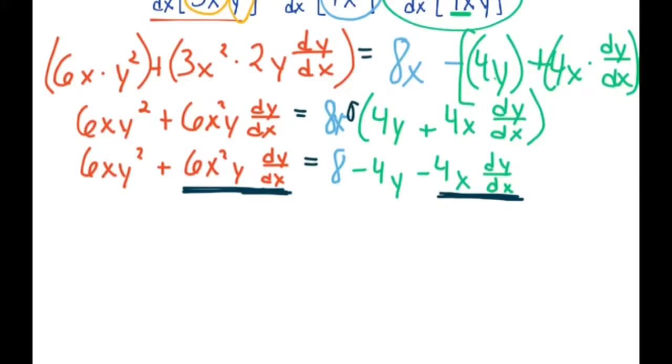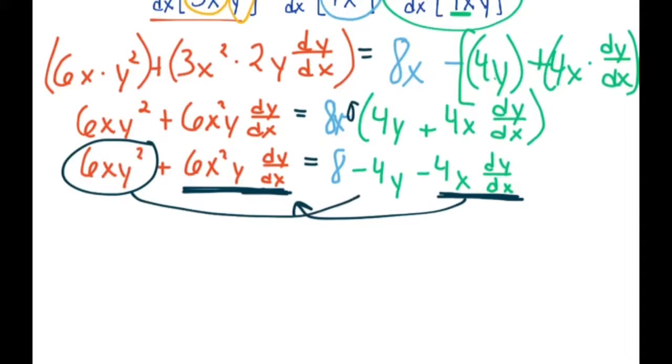So to keep this problem simple, the easiest way to isolate the dy over dx, you would want to move this one over, and this term you would want to move over here. And you would want to move the 6xy squared over so that it goes with the other terms that don't have dy over dx.